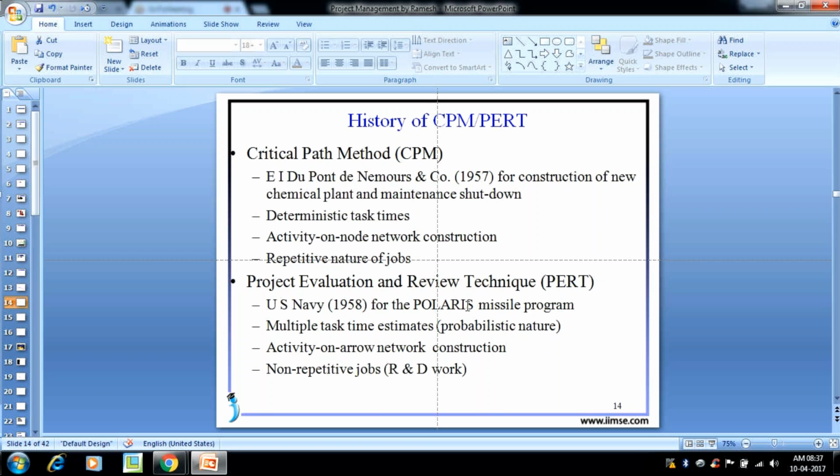In CPM, we can estimate all dates and times very easily, but in PERT we cannot. For example, if we say the project duration is 1 year, in PERT it may extend up to 2 to 10 years also. But in CPM, if you estimate 1 year, it may take approximately 1 or 2 months more or less only. It won't extend like PERT.